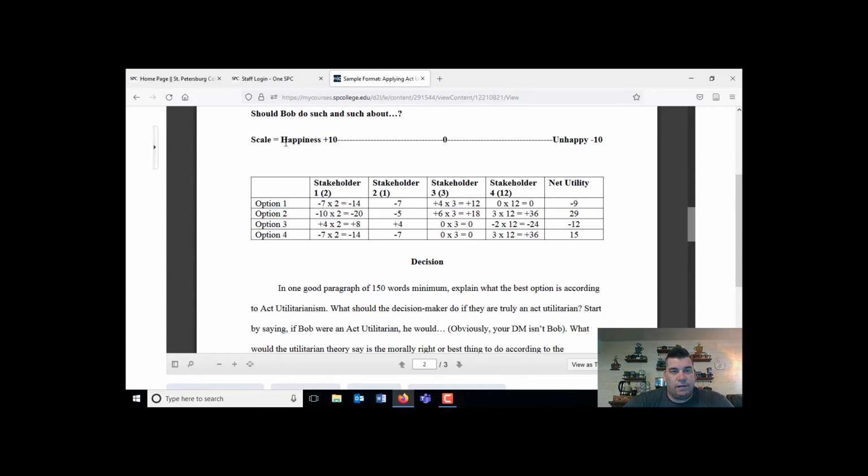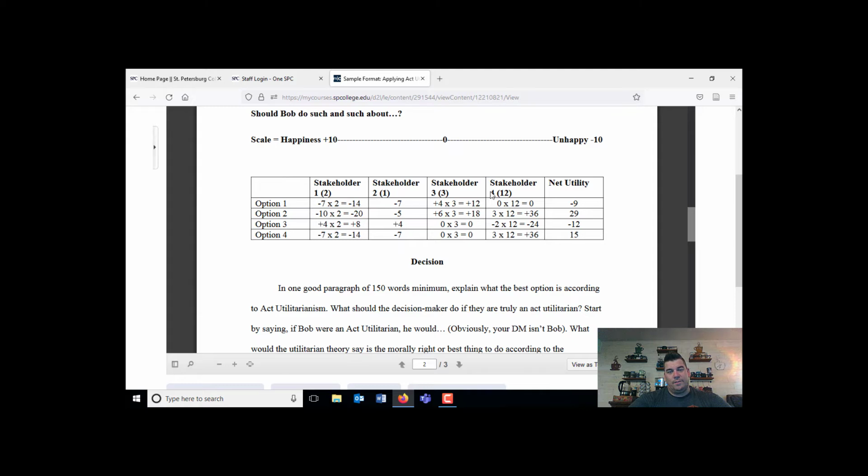So you have this scale, and the happiness scale goes from +10 to -10, and there's 0 in the middle. So as you should read in the book, and as we'll talk about in class, this is how we determine how somebody is affected by a particular option. We place their happiness on this scale of -10 to +10. Okay? So what you're going to do on the chart, it's similar to last week's chart, but a little bit different because your stakeholders are across the top.